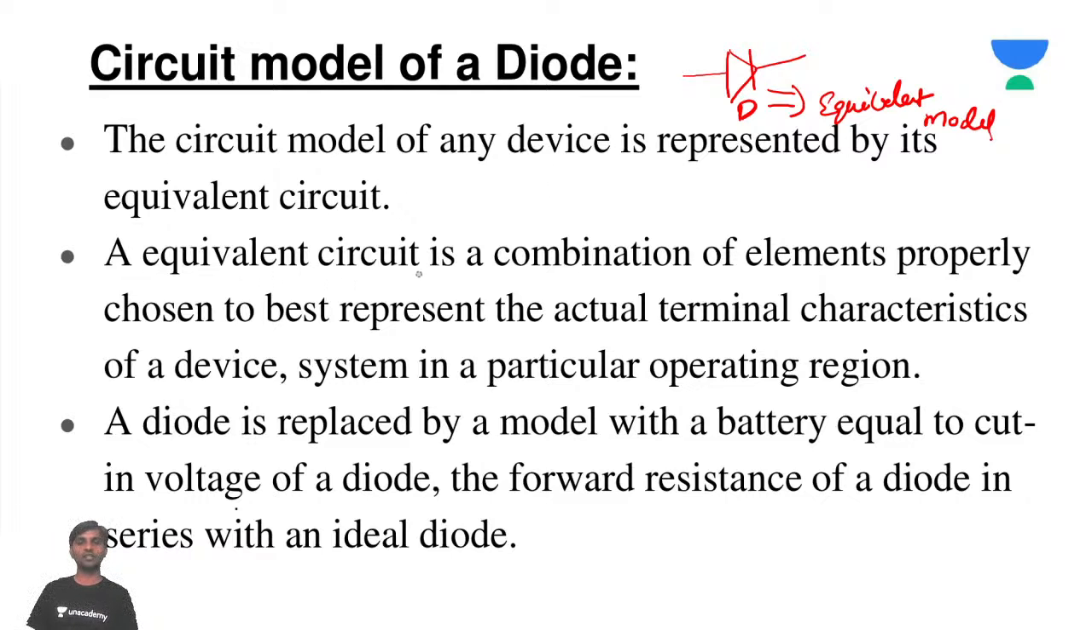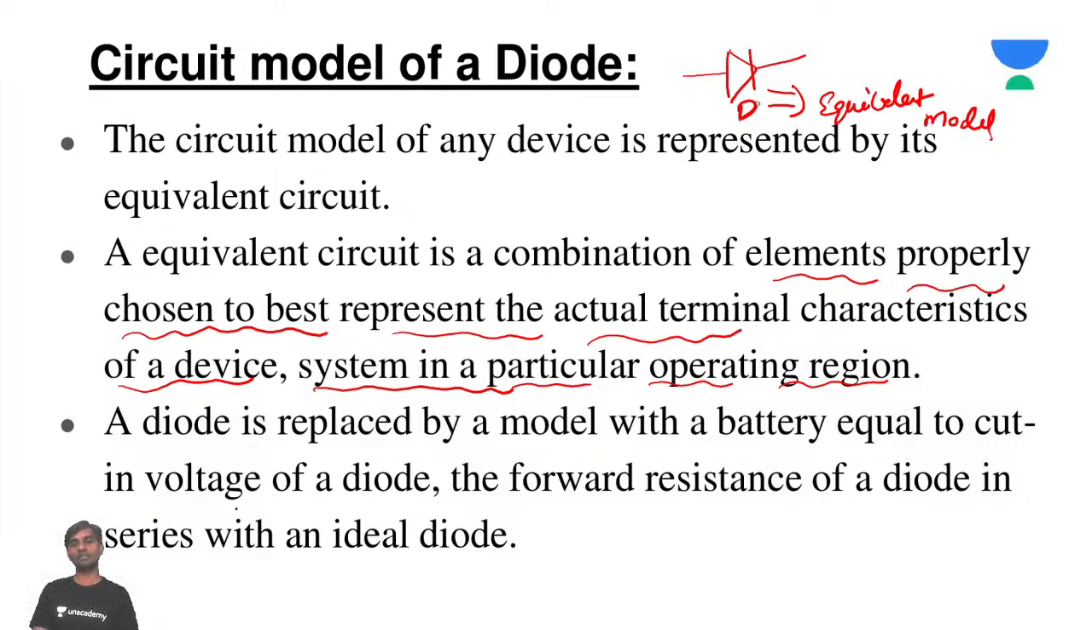An equivalent circuit is a combination of elements properly chosen to best represent the actual terminal characteristics of a diode device. You replace the diode with equivalent elements, which will be suitable for the device characteristics in a particular operating region. For a given operating region, you should represent the diode with an equivalent model. The diode is replaced by a model with a battery equal to the cut-in voltage.